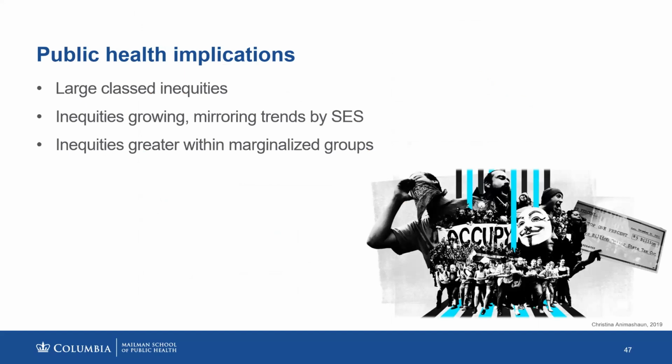In summary, using a novel relational social class measure, we estimated considerable class mortality inequities overall. We also estimate the inequities are growing, driven by stagnant or increasing mortality rates among workers, which mirrors trends in socioeconomic mortality inequities. Finally, we estimate greater class inequities among racially minoritized and less educated respondents than among others, perhaps reflecting their segregation into especially precarious segments of the class structure.